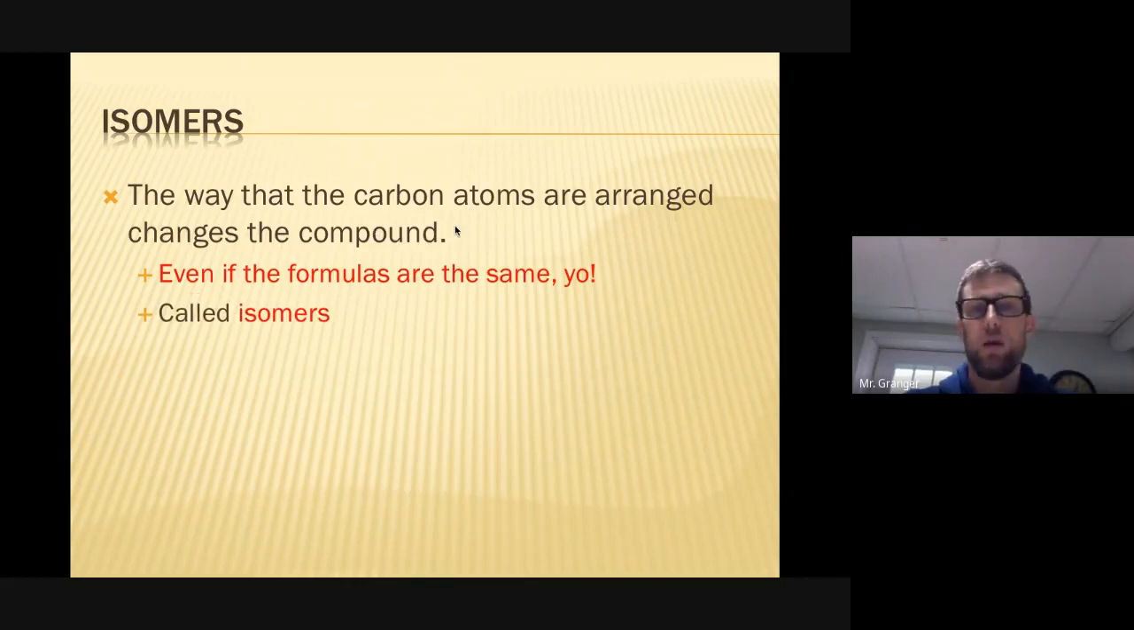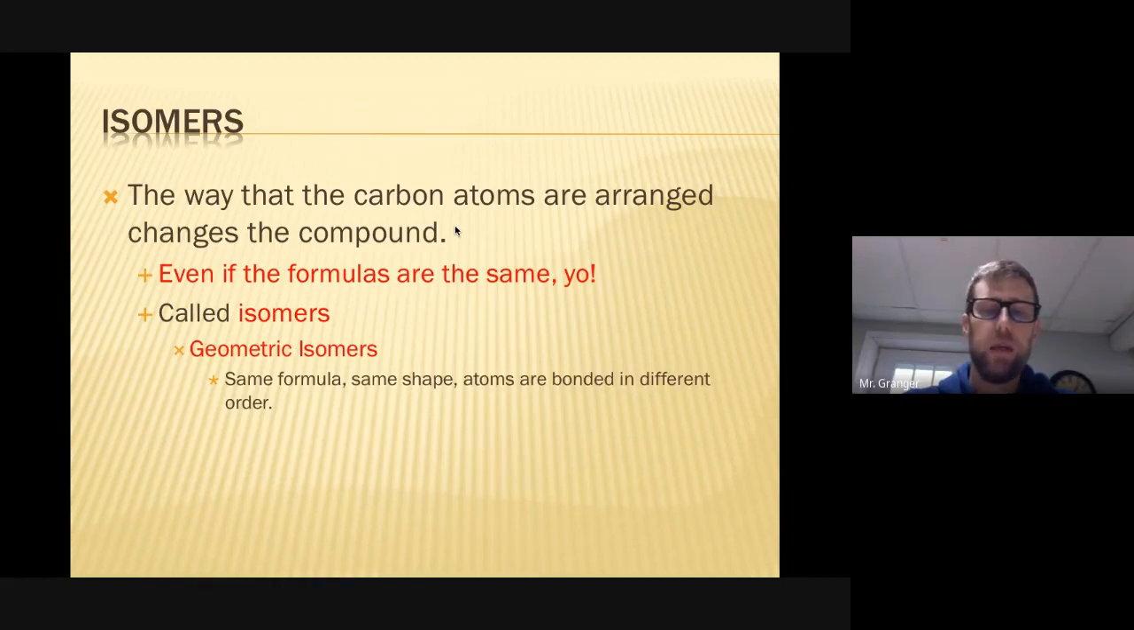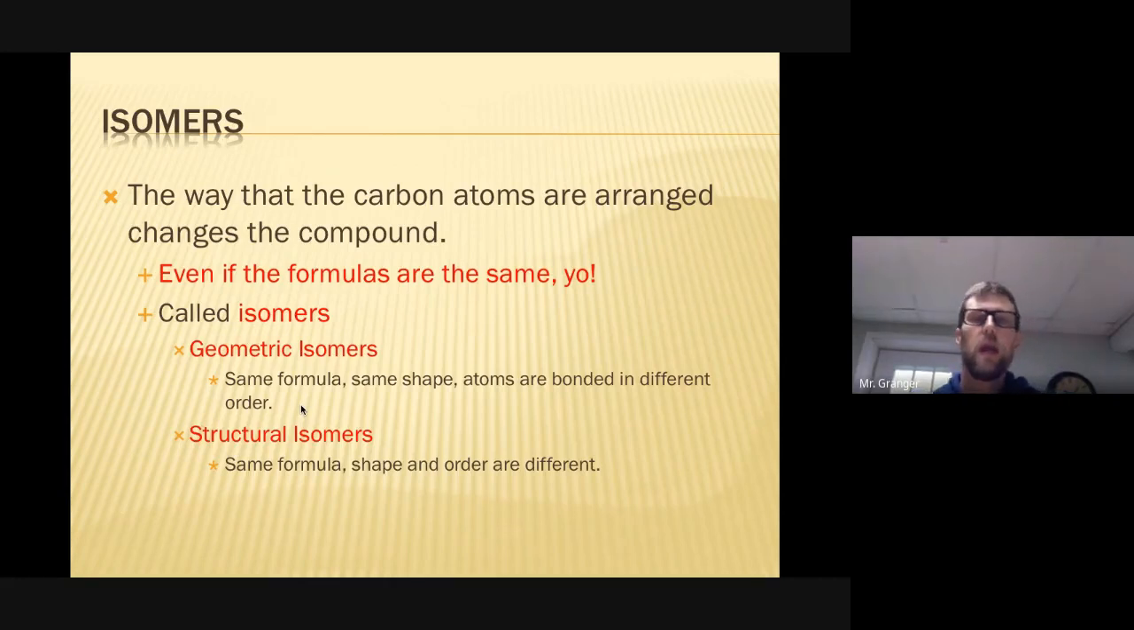Okay, so these are what we call isomers. Within isomers, we can have two types: geometric isomers and structural isomers. A structural isomer is our second type, which has the same formula, but the shape and the order of bonding are different. So shape and order are different, but they do have the same formula.